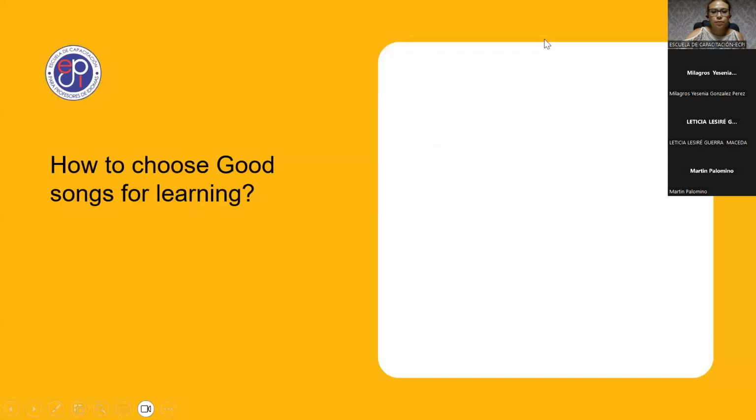So let's see. How to choose good songs for learning? Who can tell me? When you are going to choose a song, what do you consider? Some personal criteria, but I want you to tell me. Please use the chat. When you are going to choose your song, what is more important? The level, okay? Sarita says the level, okay. That is something else.